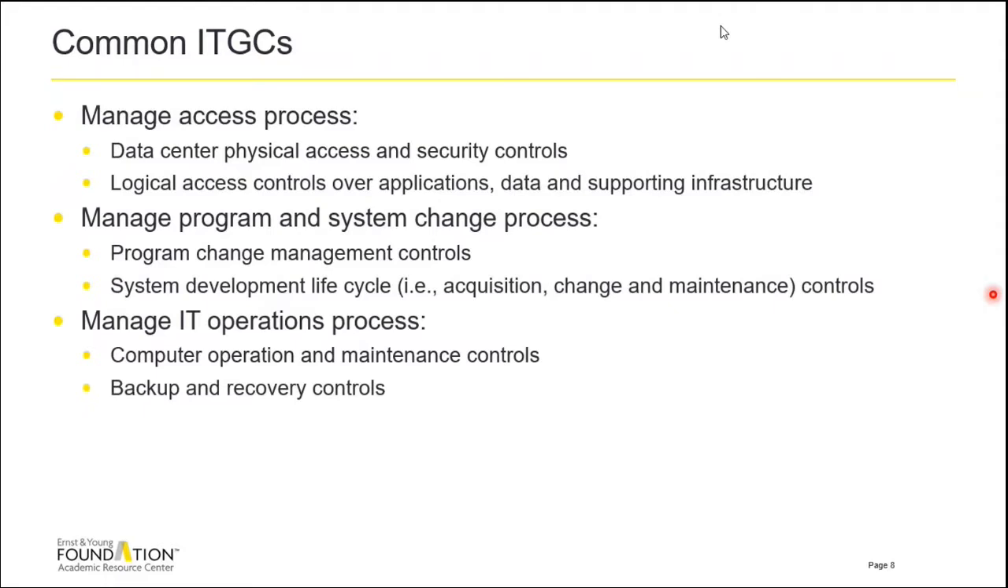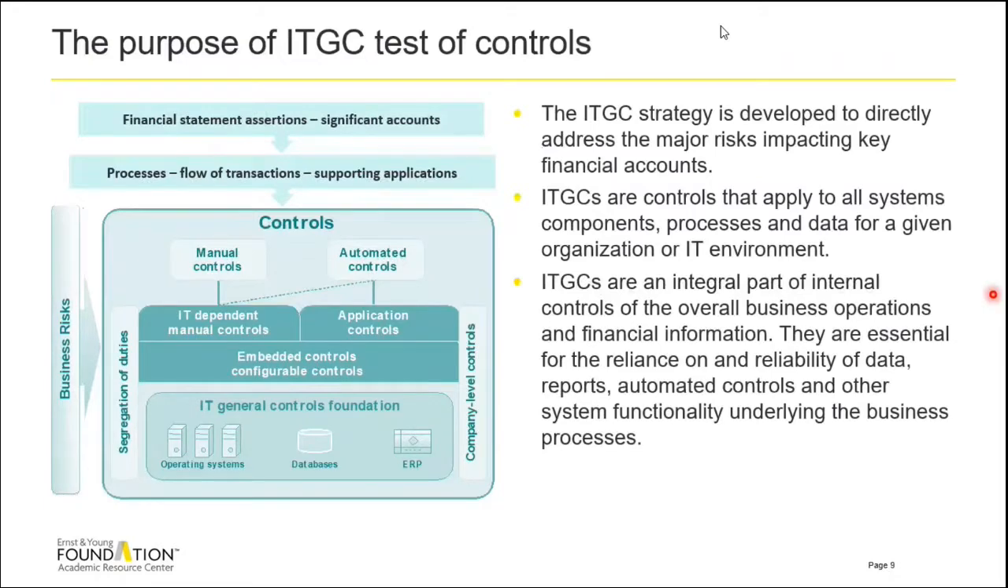So we have the common ITGCs, managed access process, which includes data center physical access and security controls, and logical access controls over application, data, and supporting infrastructure. Manage program and system change process, including program change management controls and system development lifecycle, including acquisition, change, and maintenance. And manage IT operations process, computer operation and maintenance controls, and backup and recovery controls. So the ITGC strategy is developed to directly address the major risks impacting key financial accounts.